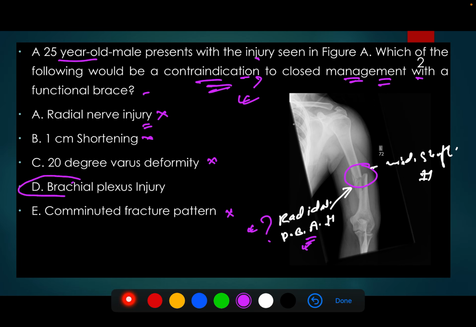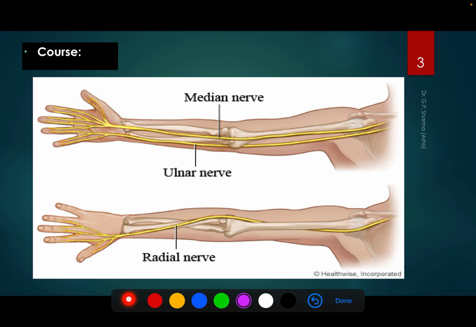But the contraindication is the brachial plexus injury. That means if the patient has this fracture and along with this fracture, he has a brachial plexus injury, then that is the contraindication for closed reduction, so that we have to go for surgical intervention. So we know the answer of this question, right? So now let's go forward with the injuries.